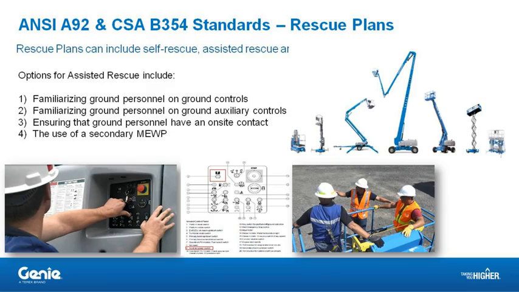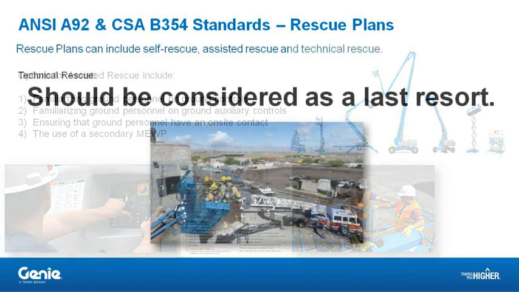Another option would be the use of a secondary MEWP for mid-air platform-to-platform rescue. Consideration must always be given to the rescue of MEWP occupants if the platform is unable to be lowered for any reason, such as complete machine malfunction or work platform entanglement. In the case of platform entanglement, it is critical for the operator and occupants to be removed from the platform prior to attempts being made to free the platform.